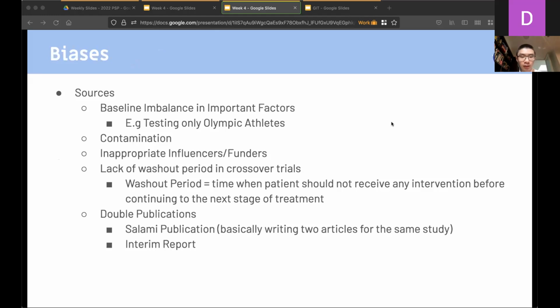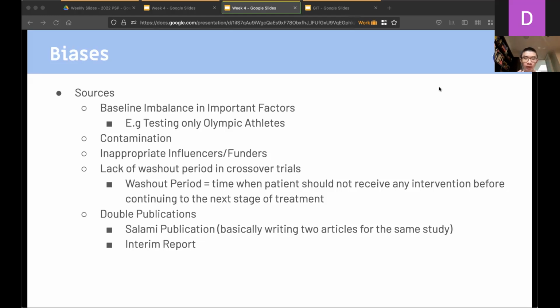And also inappropriate influences of funders. So for example, make sure the article on cannabis testing isn't done by somebody who works for a cannabis company, because that's probably an influence. And there's also lack of washout periods in crossover trials.